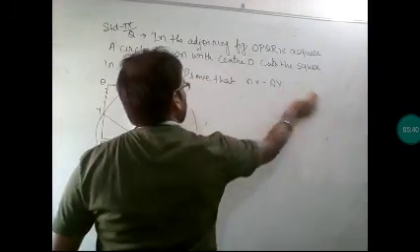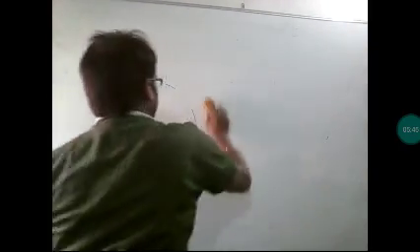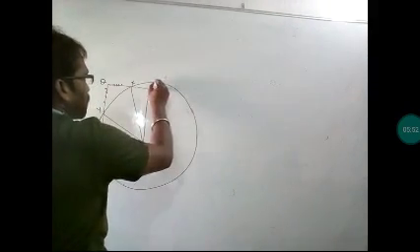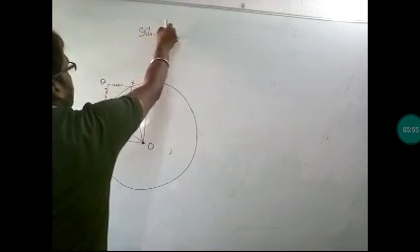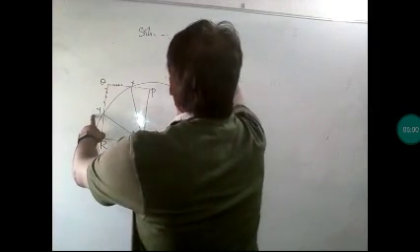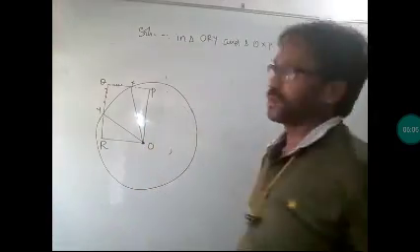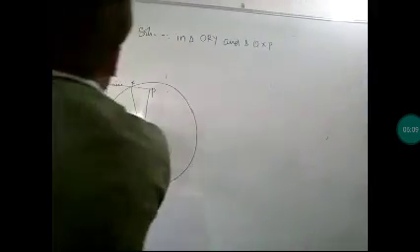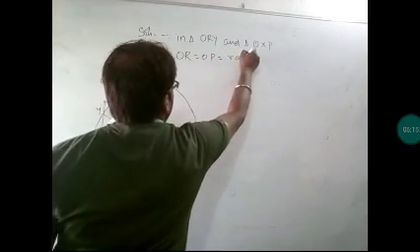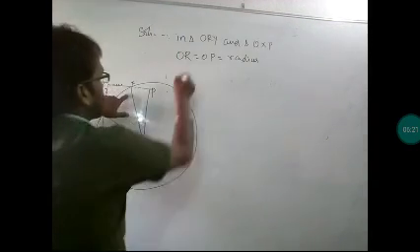Let me erase this board so that I can get some space. Now we will go to triangle ORY and triangle OPX, these two triangles. In these two triangles, the radii are equal. And what are the radii? OR and OP are the radius that touches the circle.